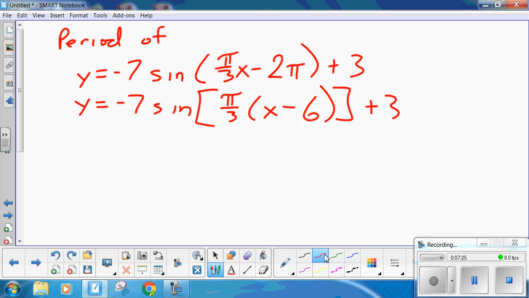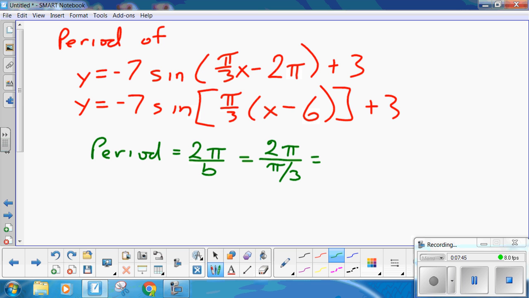Now, the period, color code this. 2 pi over b. Which is 6.